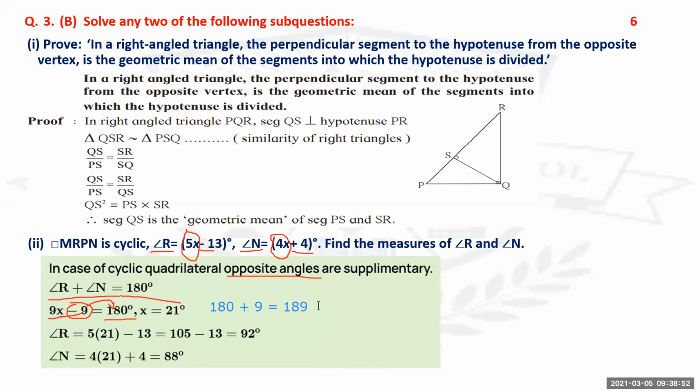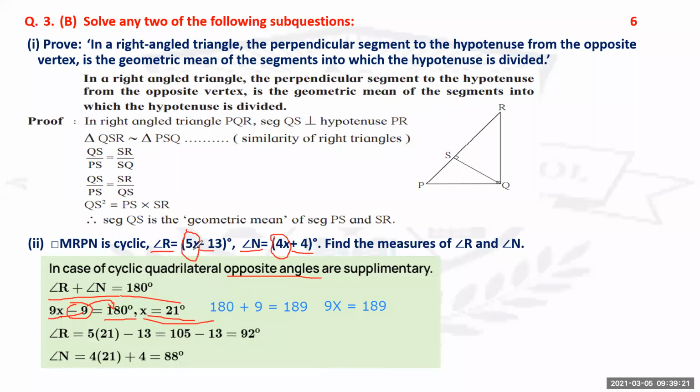So 9x equals 189. So you'll just divide that. With respect to that, you'll get the value of x as 21. Is this understood better? So we'll move ahead with the next part.